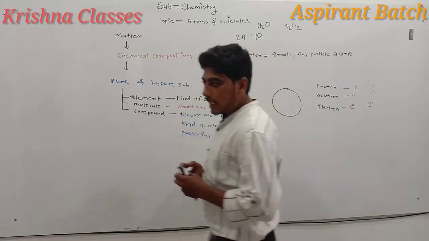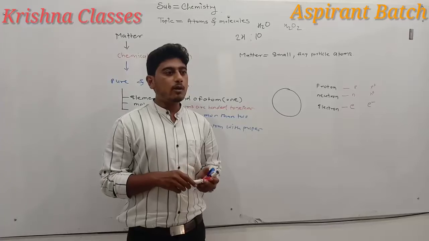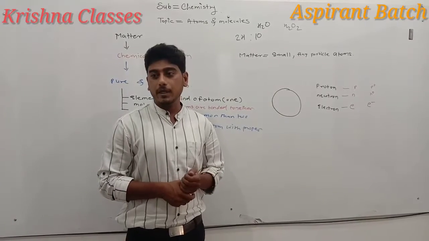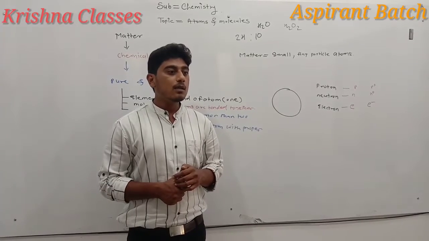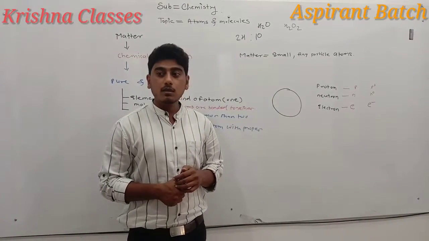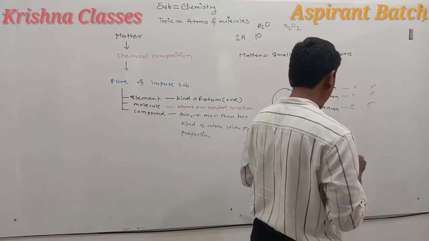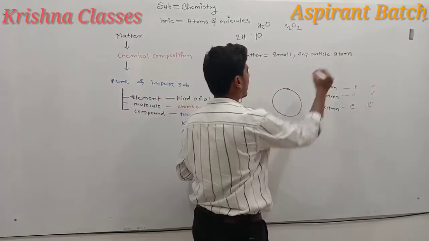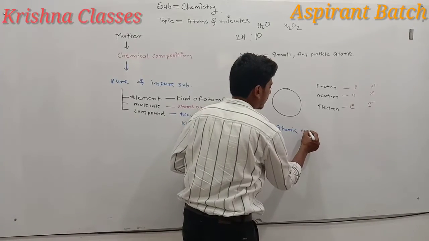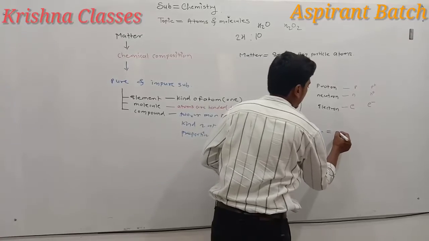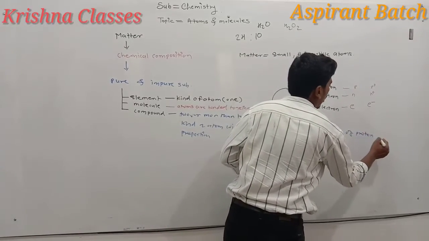We know the proton. Then what is the atomic number? First of all, we are going to talk about the atomic number here. Then what is the atomic number? The atomic number is the number of protons or electrons.